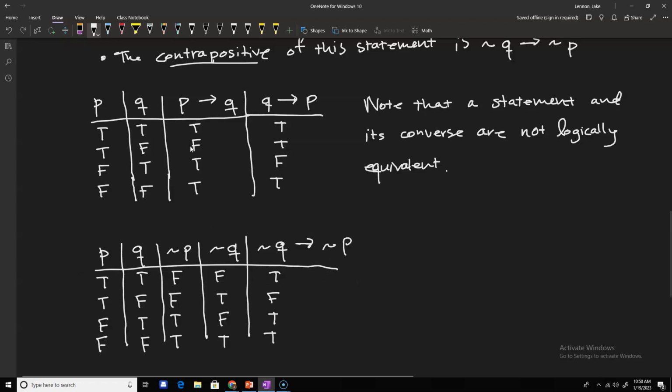Notice the truth table with the same order for P and Q. P implies Q is true, false, true, true. And not Q implies not P is true, false, true, true. So note that these are logically equivalent. We get the same values using the same order of P and Q for P implies Q as we do for not Q implies not P. So note that the statement and its contrapositive, excuse me. This is known as the contrapositive, not Q implies not P. The converse was not logically equivalent, but this one is.